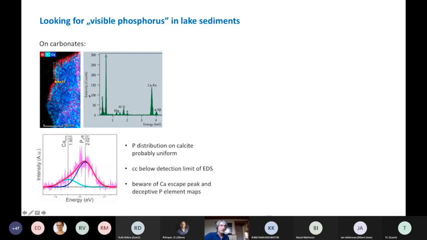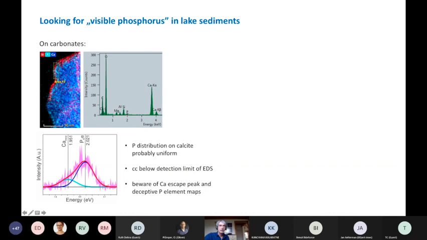Well, first we looked at the carbonates. Again, the dark blue is calcium. So this is a calcite particle. Here you have the smectite on it. And the light blue is phosphorus. And you tend to see here that just under the smectite, there is a stronger hue of light blue. And also in the spectrum, there seems to be a little peak of phosphorus. So at first glance, okay, we have some extra phosphorus here.